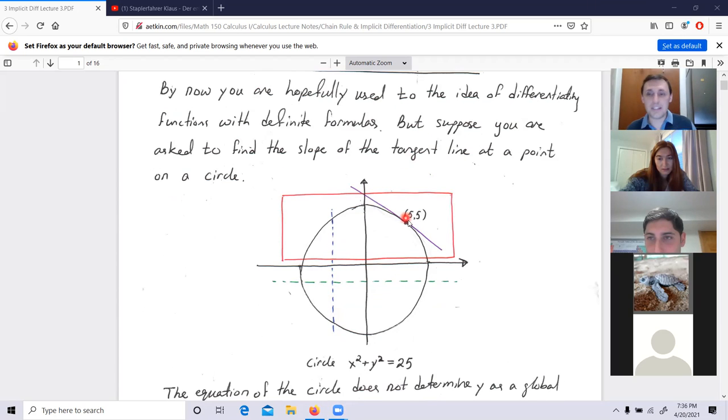So this is the point. By the way, I made a mistake. X squared plus y squared equals 25. This point is not 5, 5. It's really 5 over root 2, 5 over root 2. Make sure that you understand this is not right. But aside from that, all wonderful.